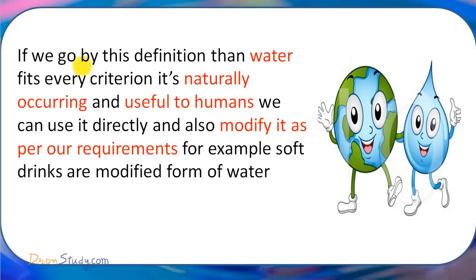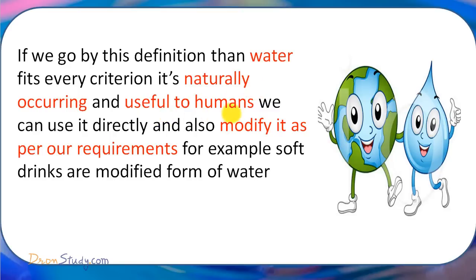Now, if we go by this definition, water fits every criteria. So here we are trying to prove if water is resource or not. Okay, water fits every criteria. It is naturally occurring. We cannot create water. It is not a human made thing. It is gifted to us by the nature. So it's naturally occurring. It is useful to humans.